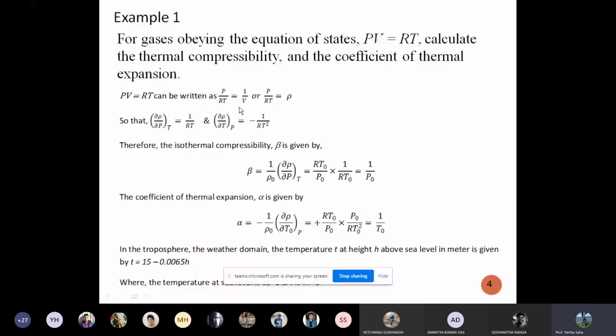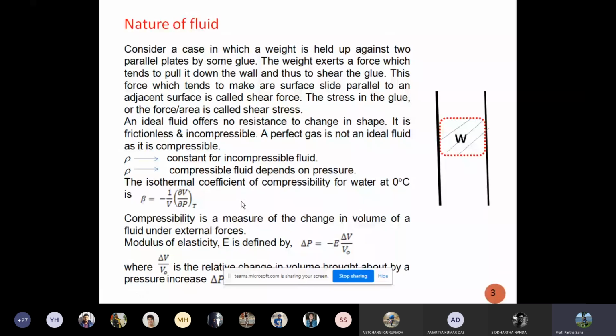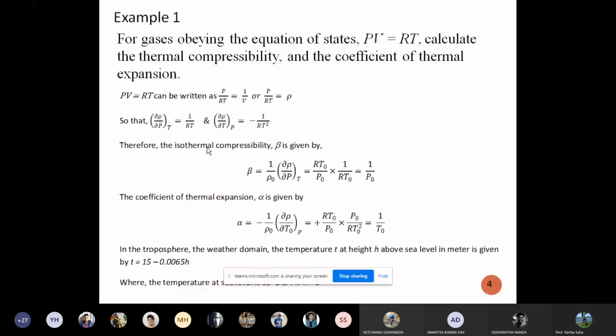So therefore, the isothermal compressibility, which is given by beta, the formula I have already shown in the previous slide. Because mass, volume and density are inversely proportional, it was minus 1 over V del V by del P at T. So that can be the same as beta equal to minus 1 over rho naught del rho by del P at T. So this is the formula for beta. It's the same formula, you are just replacing volume with density, because density and volume are inversely proportional.